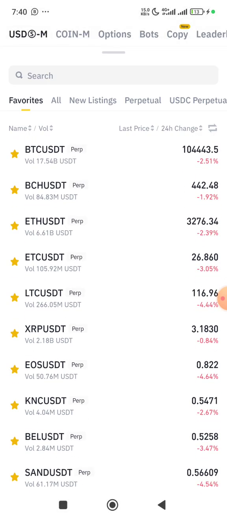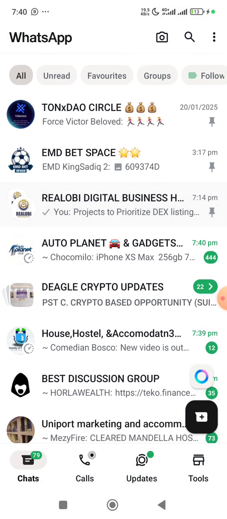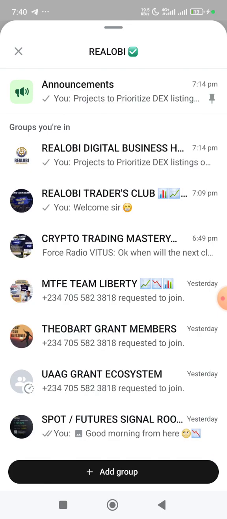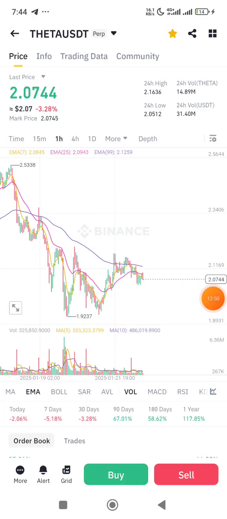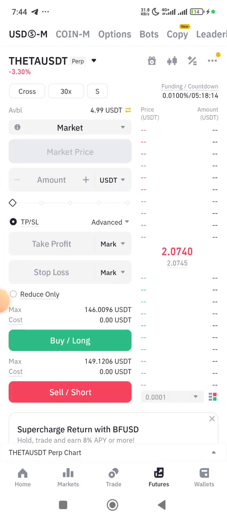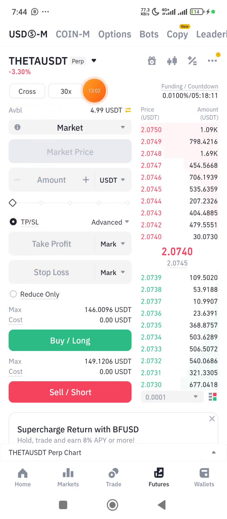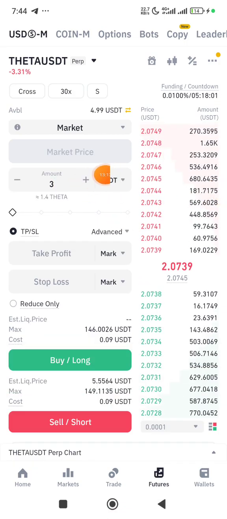All right. Let me look for a signal in my group, and let's see if we can enter a trade on that signal. All right, so I want to enter this market. This market is called Theta USD. So I want to enter a short on this market. It's already on cross mode and already on 30x leverage, and I set it on the market price. Now I want to use about $3 of my money to enter the market.